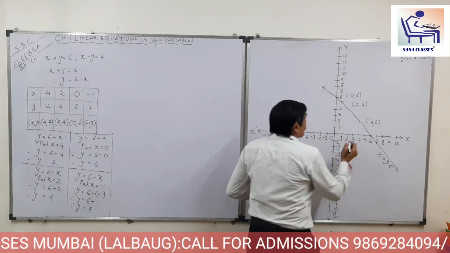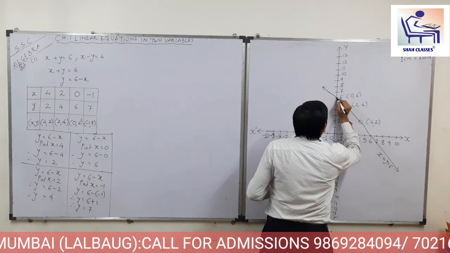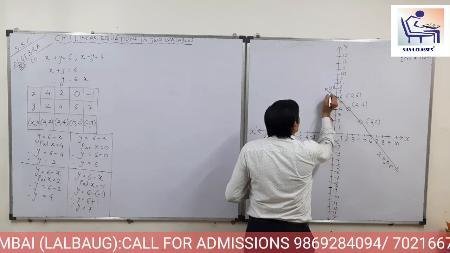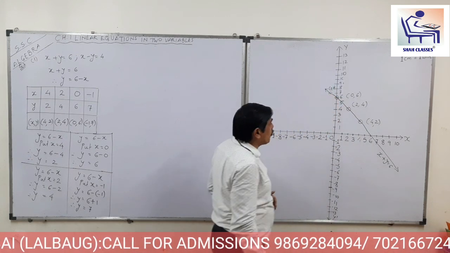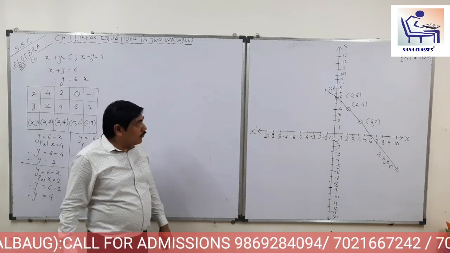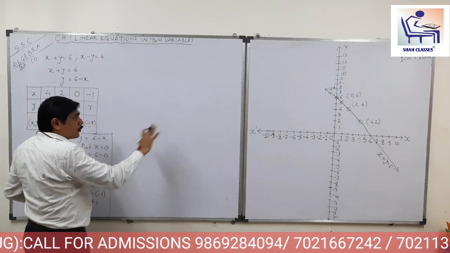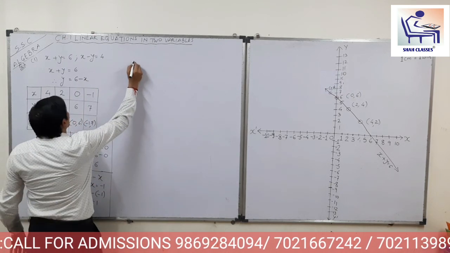And we got the 4 points. Here the first point, your second point, third point, and this is your fourth point. We got all the 4 points and we got the line. Okay, now we will go for the second equation. Same thing we have to do for the second equation also.